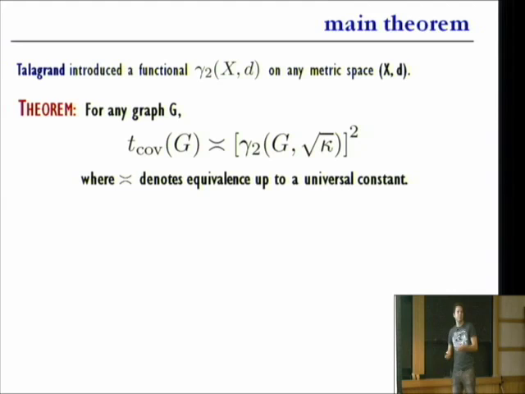So the cover time of every graph is proportional to the gamma 2 value of the graph equipped with the square root of the commute time, squared.